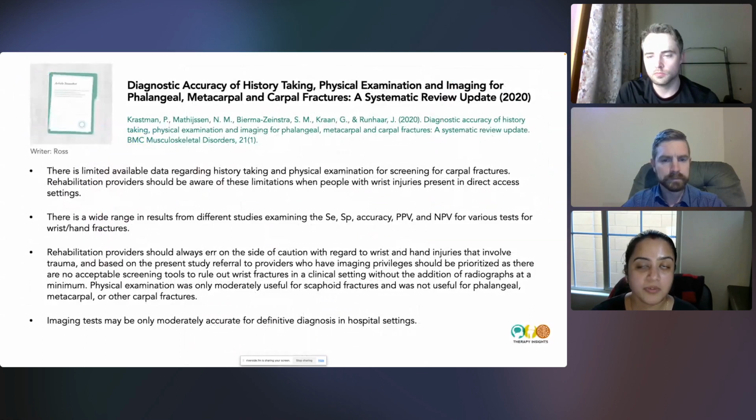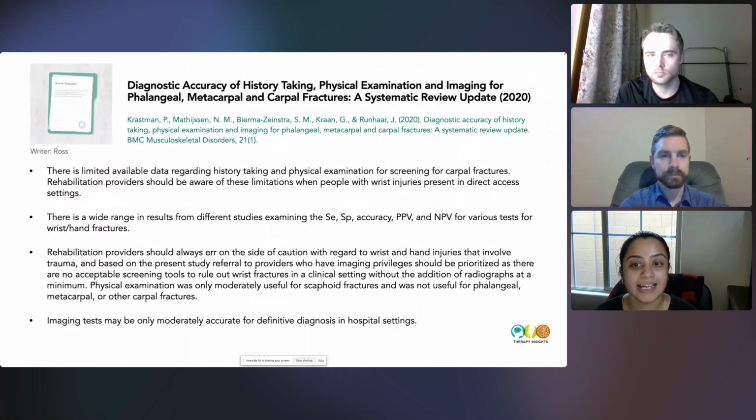Since some of our resources have articles tied to them, like in research, we do share that as part of our resources too. And Ross had one such article, which was the diagnostic accuracy of history taking, physical examination, and imaging for phalangeal, metacarpal, and carpal fractures, a systematic review update in 2020. Ross, can you tell us a little bit more about this?